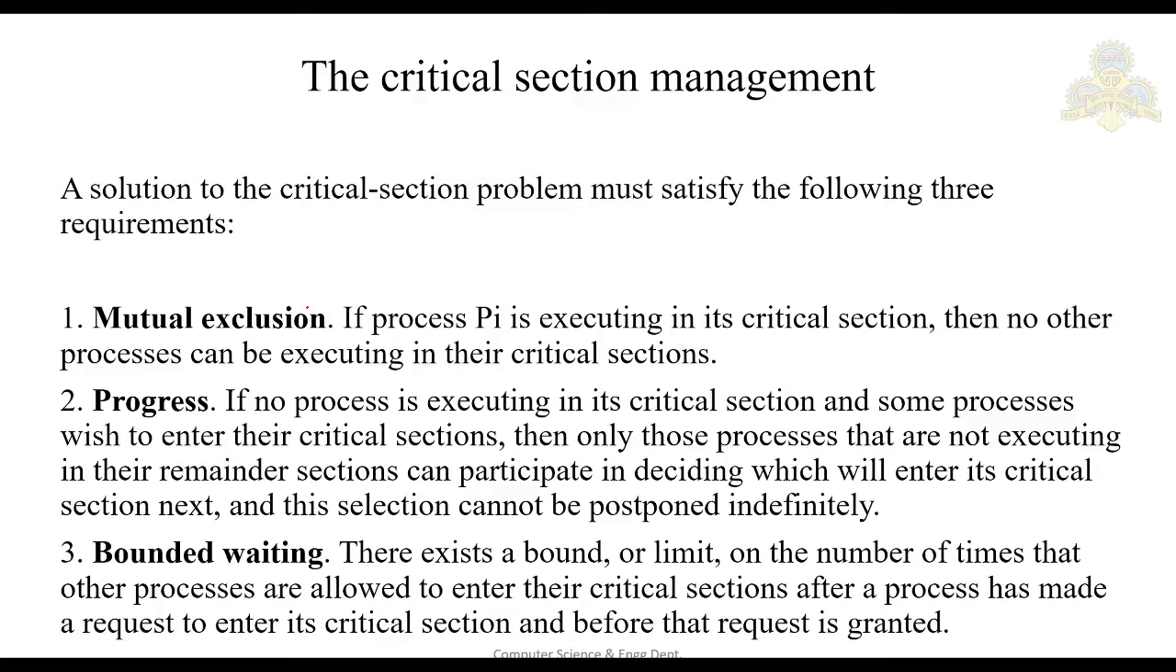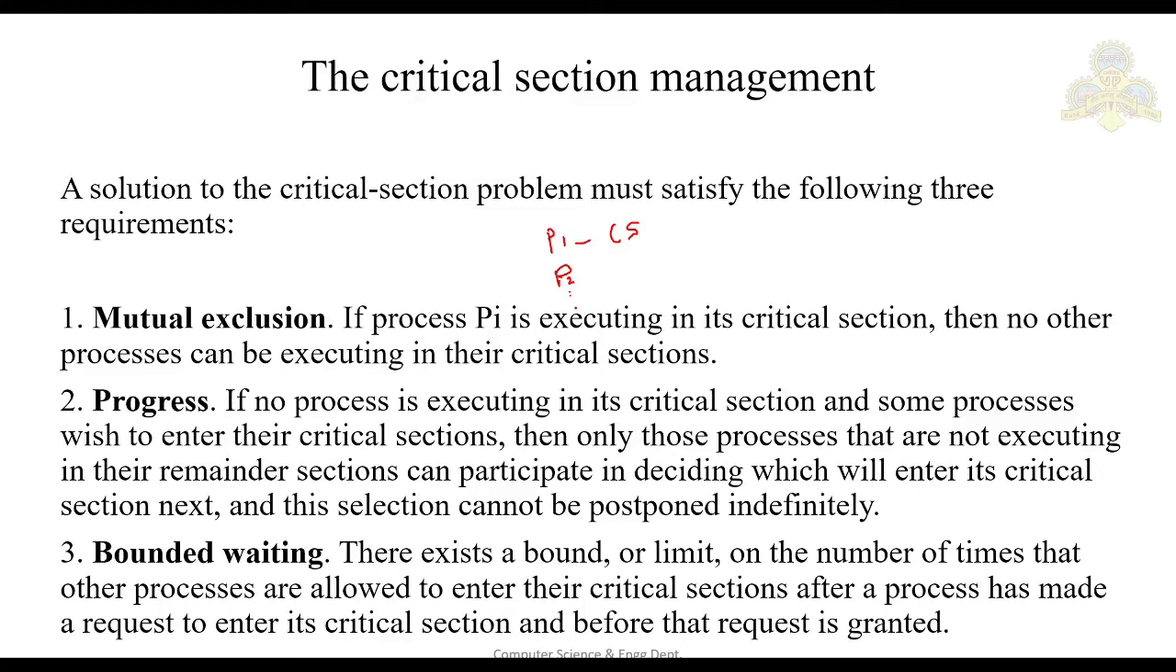The first one is mutual exclusion. This we have already seen. Whenever one process is executing in its critical section, the other processes should wait, or rather the other processes should not be given a chance to execute in that critical section. Suppose process P1 is executing in its critical section, then we have to make sure the other processes like P2, P3, whatever processes are there, do not execute in their critical section. This is your mutual exclusion. That means at the same time, multiple processes should not be executing in their critical section.